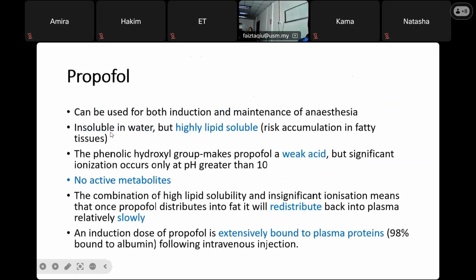So propofol can be used for both induction and maintenance of anesthesia. It is insoluble in water and highly lipid soluble, so there is a risk of accumulation in fatty tissue. A phenol hydroxy group makes propofol a weak acid, with no active metabolite. The combination of high lipid solubility and weak acid makes propofol distribute into fat and redistribute back into the plasma relatively slowly. The induction dose of propofol is extensively bound to plasma protein, about 98%.